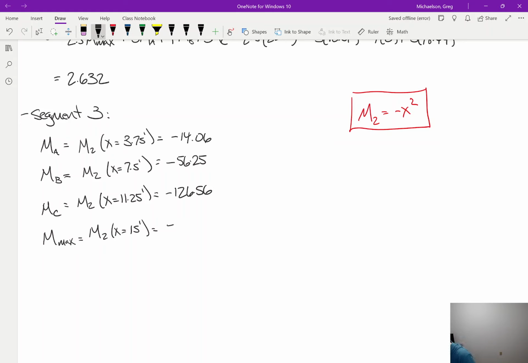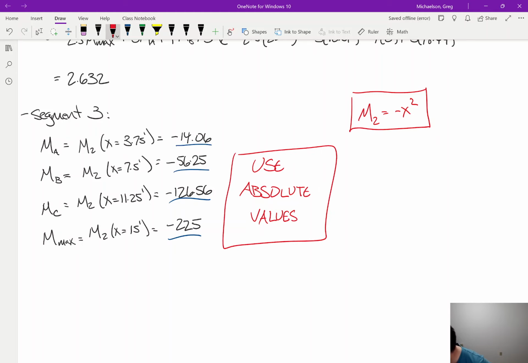And then this comes out to negative 225, which is a nice little check because when we use the M1 function, we got the same value at the same point. So these are our moments. And again, use absolute values. Although for this particular segment, I don't think it really matters that much because the negatives should cancel since all the values are negative. But again, just use positive values.